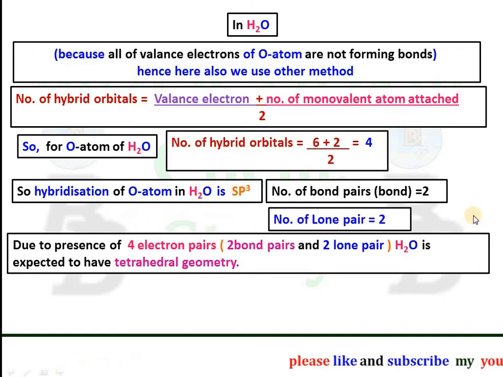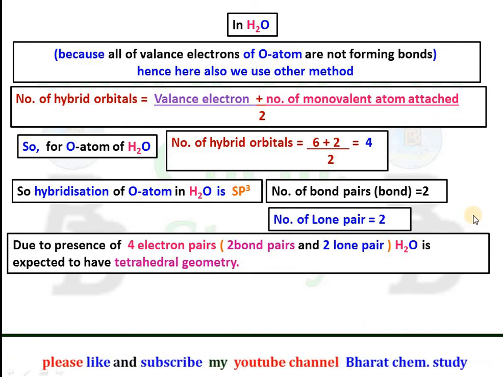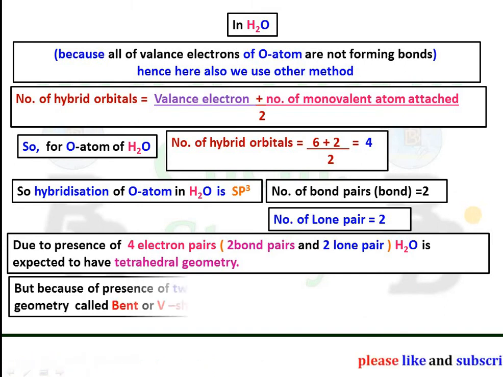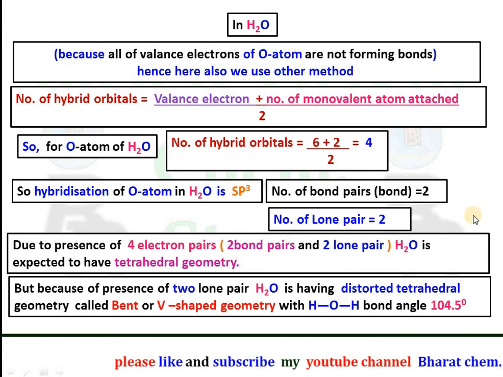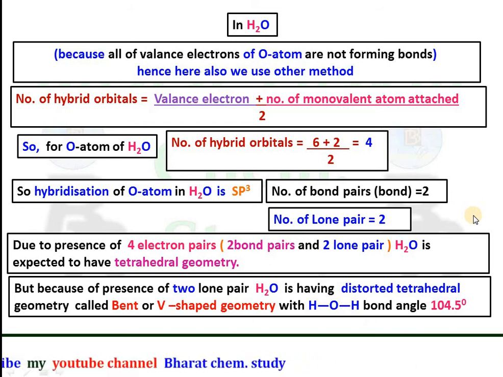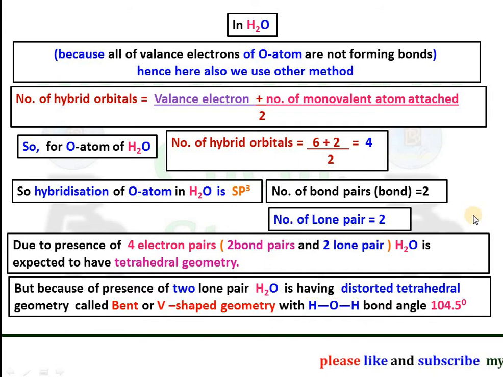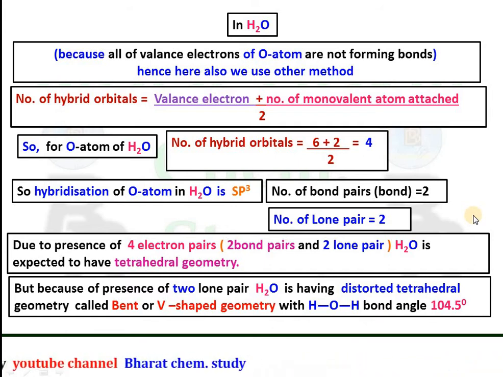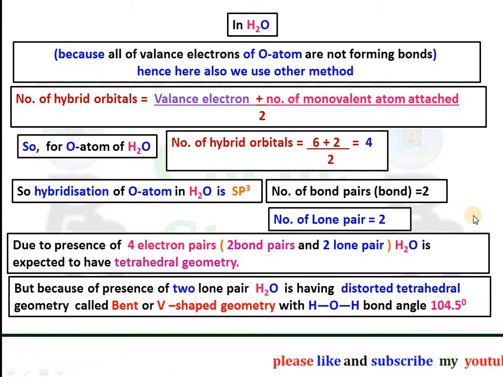Now, due to the presence of 4 electron pairs, 2 bond pairs and 2 lone pairs, water is expected to have tetrahedral geometry. But because of the presence of 2 lone pairs, water has a distorted tetrahedral geometry called bent or V-shaped geometry, with each H-O-H bond angle equal to 104.5 degrees instead of 109.5 degrees.